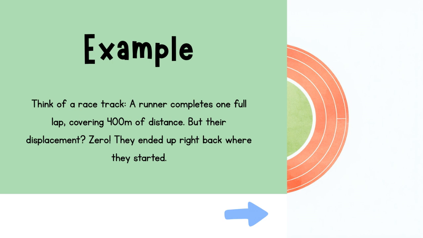This illustrates that displacement depends on the overall change in position, not just how far someone has traveled along the path. It's a simple yet powerful way to see how displacement can sometimes be quite different from the total distance traveled, especially in circular or curved paths. And that's a core concept as we think about motion and how we measure it.